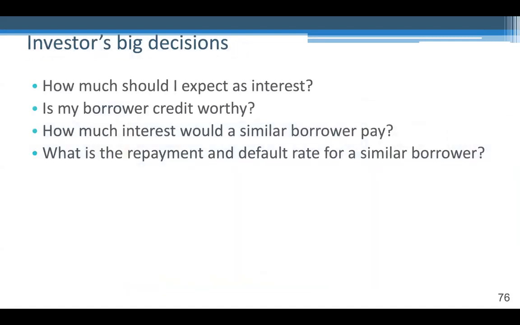And the investors' big decisions are typically, how much should I expect as interest? Is my borrower creditworthy? How much interest would a similar borrower pay? What is the repayment and default rate for a similar borrower? So all these are questions an investor would be asking. So we'll address one question among these in this demo.